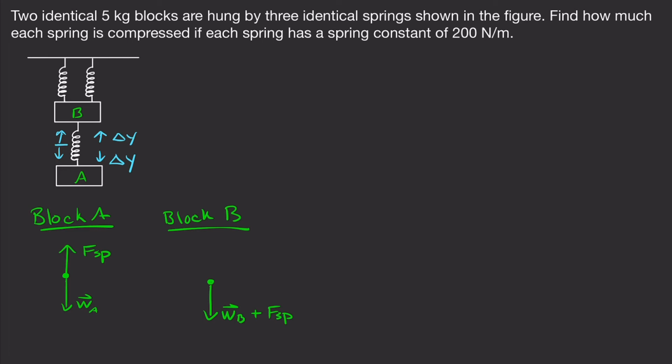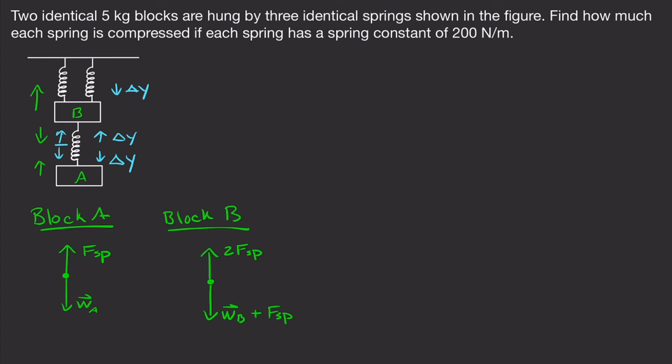Okay, and I'm just going to leave this as F spring since they're all identical. And then we have two identical spring forces that are up, so I'm just going to call that 2 times F spring up. Okay, so both of these have been stretched, and in order to go back to their equilibrium position, they're going to try to pull block B upward. Okay, so this bottom spring is trying to pull A up and B down, and then the top two springs are trying to pull B closer to the ceiling where they're attached.